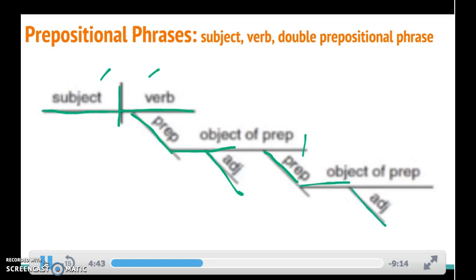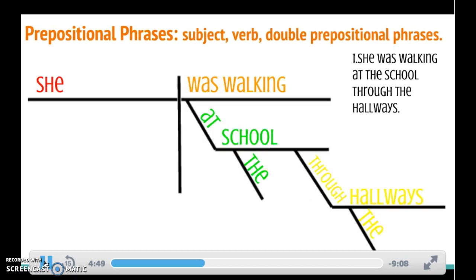So this preposition is describing this one, so that's why this one goes below this one. Now, let's do this example. She was walking at the school through the hallways. First of all, we're going to look for our verb. The verb, the action, was walking, so we're going to write it right here. Perfect. Now, who was walking? Well, it's she. So we're going to write here, she.